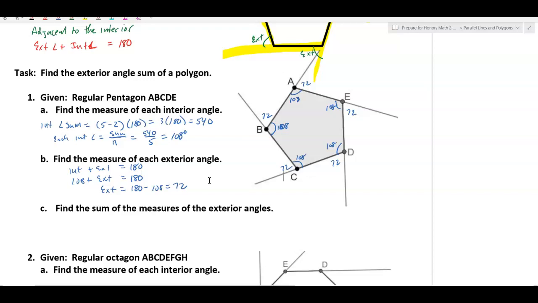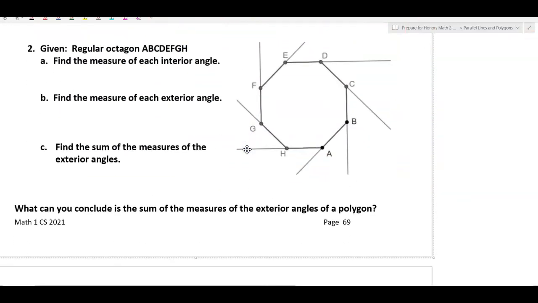Now, once I find the measure of each exterior angle, if they're all the same and I have 5 of them, the exterior angle sum would be 5 angles, each having a measure of 72 degrees. 5 times 72 would be 360 degrees. So in this pentagon, if I were to take each of these exterior angles and add them all up, they would have a sum of 360 degrees.